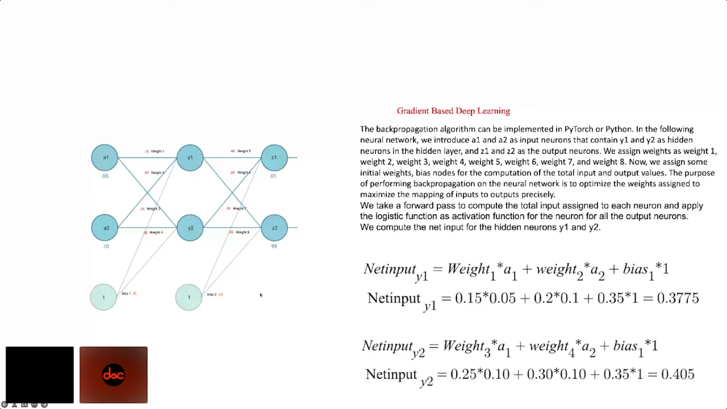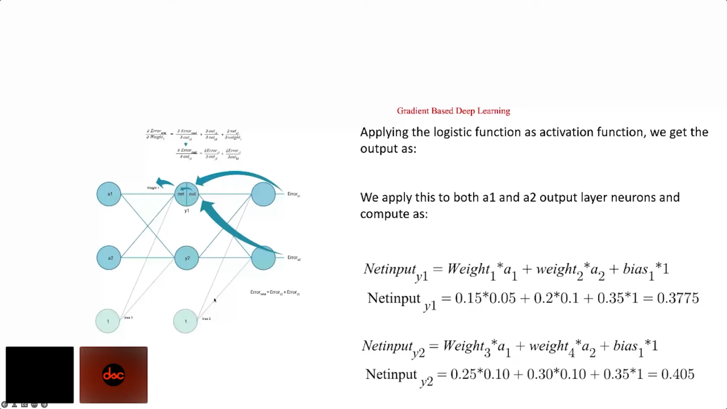And then again, we multiply with A1 and A2, which are the input neurons, and multiply with our bias node. That will give us the net input value for the hidden layer neurons. So again, we can apply the logistic function. So we can see what the various activation functions are. For example, we have sigmoid, we have the logistic function, and we have several types of activation functions we can leverage.